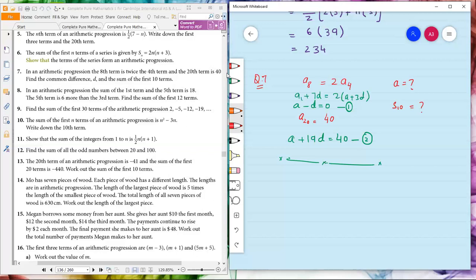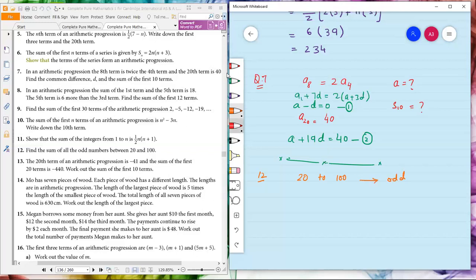That was one problem I had. You have to find the sum of all numbers between 20 to 100 which are odd numbers. Find the sum of all odd numbers between 20 to 100.